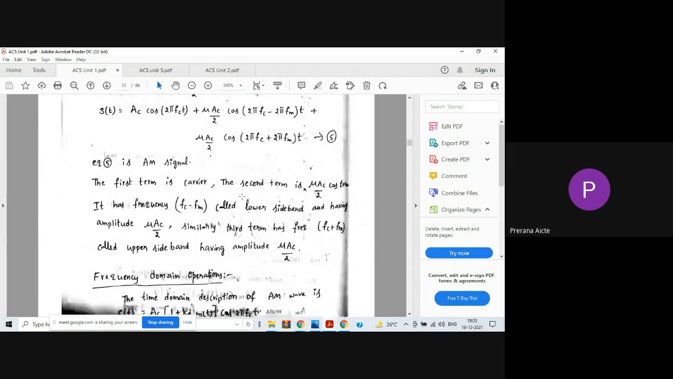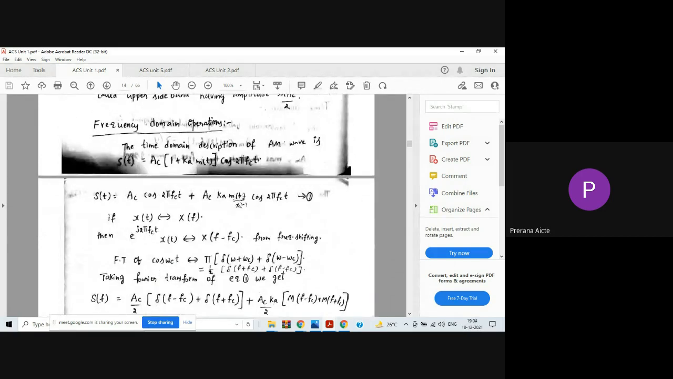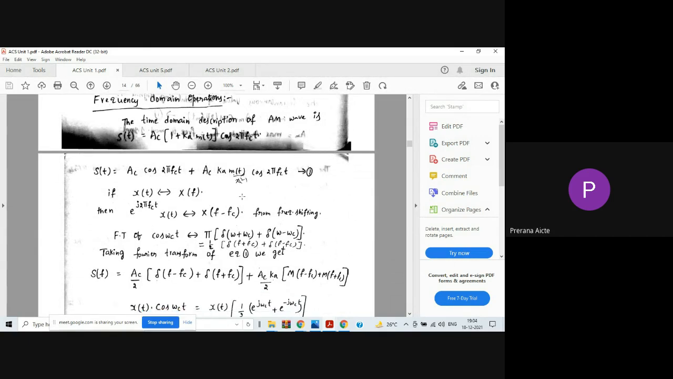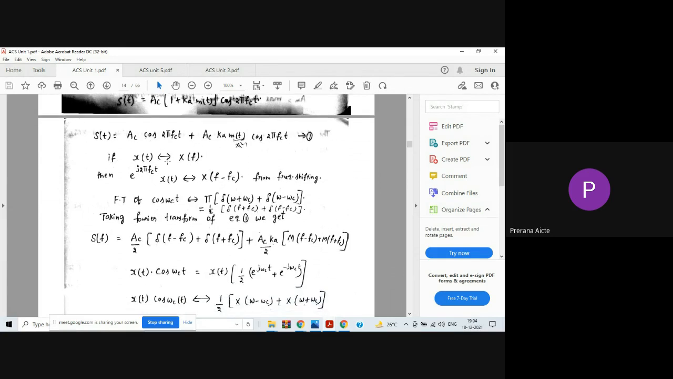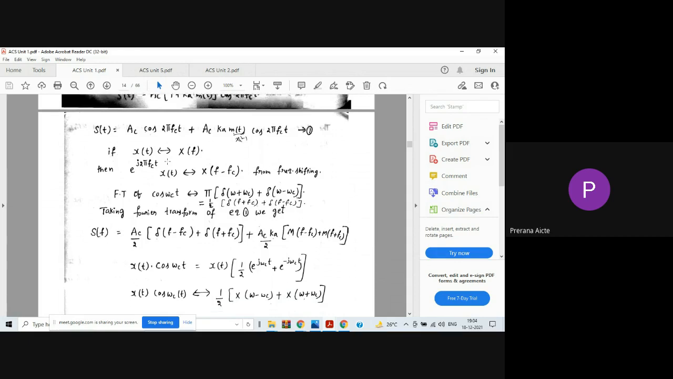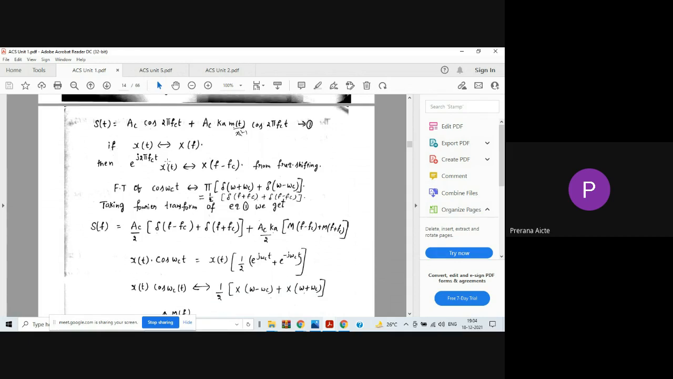Similarly, how do we express the frequency domain representation? Nothing but by taking the Fourier transform of the equation. What is that? We know s(t) = Ac cos(2π fc t) + Ac Ka m(t) cos(2π fc t). Do you know, if we apply the Fourier transform to the signal x(t), we can get X(f). From the frequency shifting property, an exponential multiplied by the signal x(t) leads to a shift in the frequency domain by a frequency fc. So by taking that into consideration, I am writing this equation.